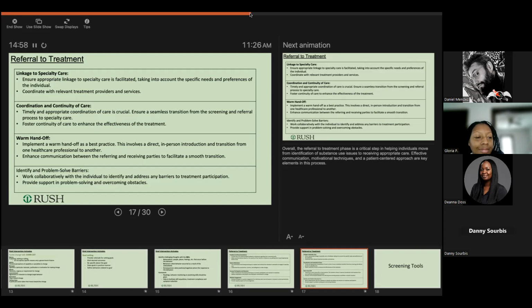Work collaboratively with the individual to identify and address any barriers to treatment participation. And then you want to provide support in problem solving and overcoming any obstacles. So overall, the referral to treatment phase is a critical step in helping individuals move from identification of substance use issues to receiving the appropriate care that they need. So effective communication, motivational techniques, and a patient-centered approach are key elements in this process.